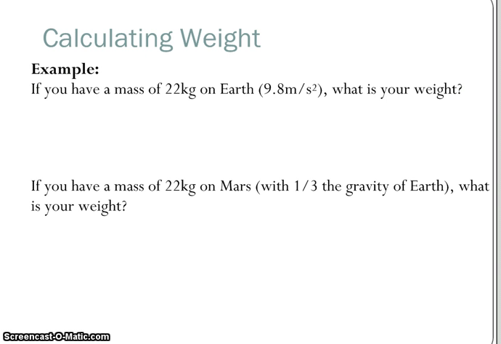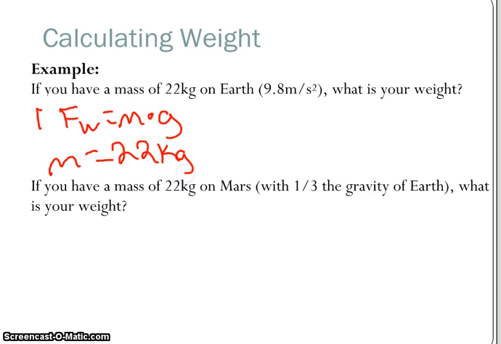Alright, since you've paused it, let's go over it. It says, if you have a mass of 22 kilograms on Earth, and remember, Earth's gravity is 9.8 meters per second squared, what's your weight? Well, you know that Fw equals m times g, right? I gave you the mass, 22 kilograms. And I gave you g, 9.8 meters per second squared. That's always here on Earth. Now, if we're on a different planet, that's going to change.